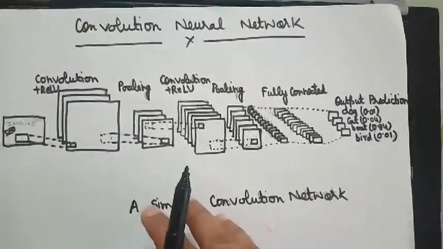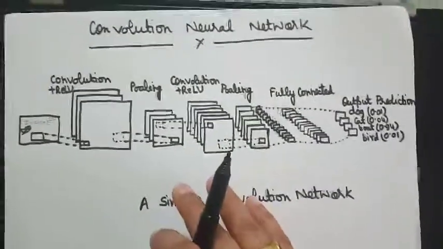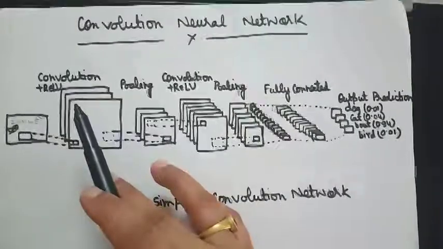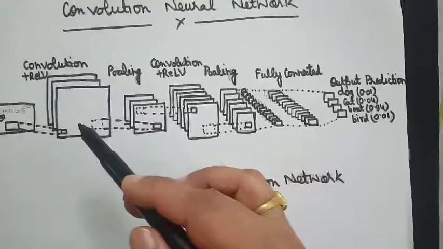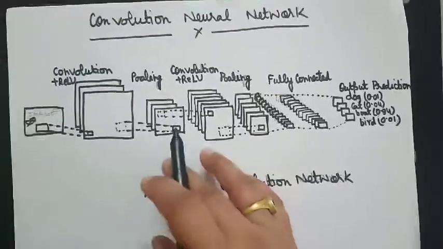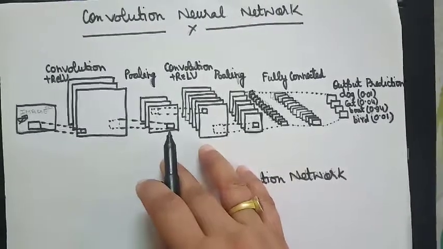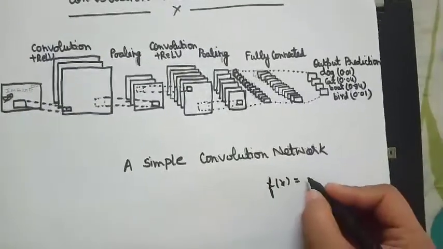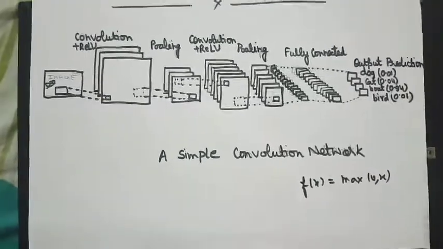Now the second operation is non-linearity. As we all know, convolution is a linear operation, so we try to convert it into a non-linear operation with the help of ReLU, which is also called the rectified linear unit. An additional operation called ReLU is used after every convolution operation. It is a non-linear operation, and the function works like this: f(x) equals maximum of 0 comma x, and it is an element wise operation.